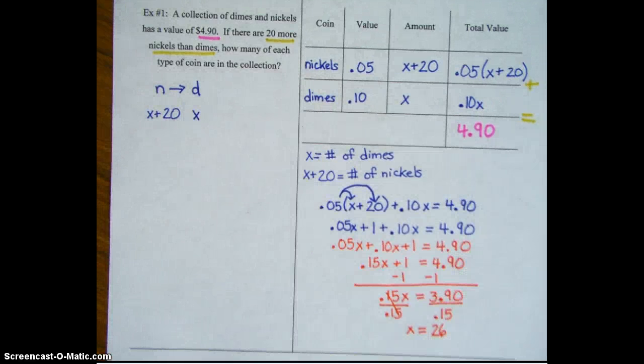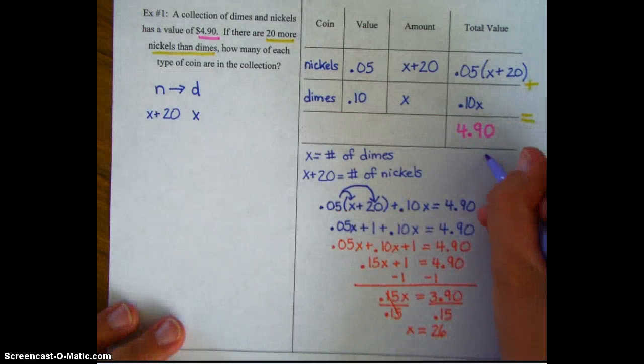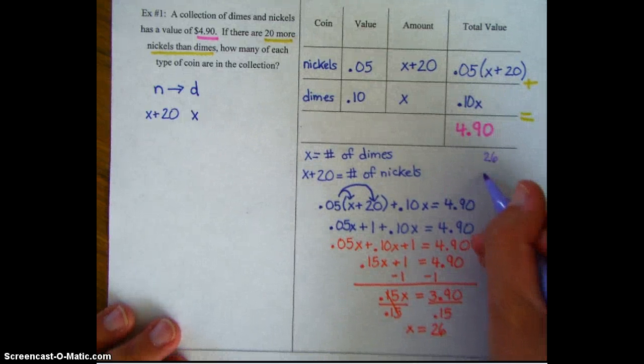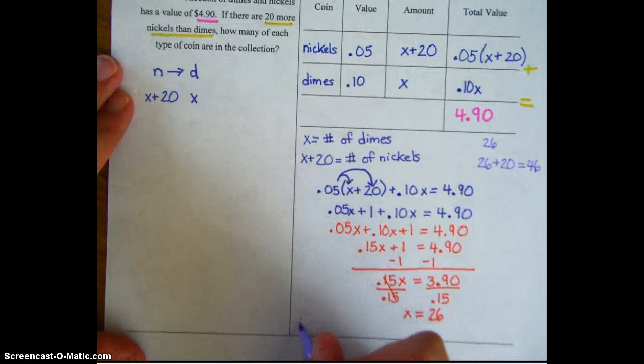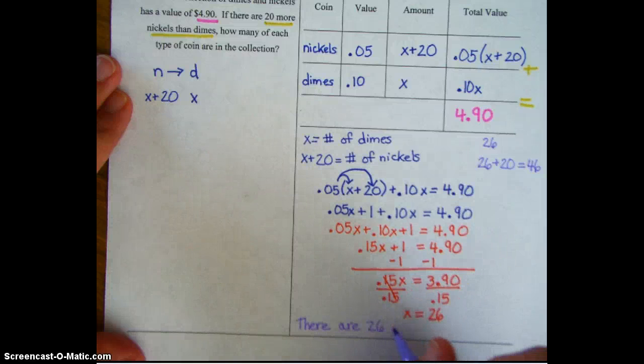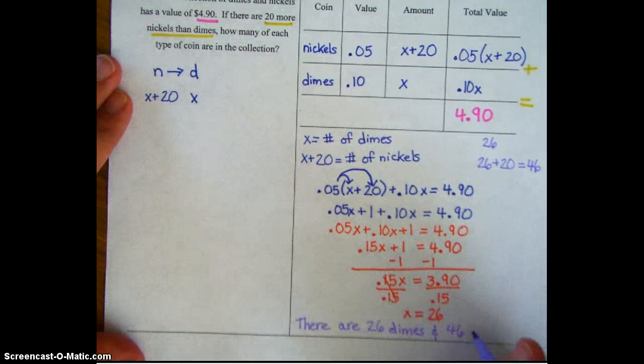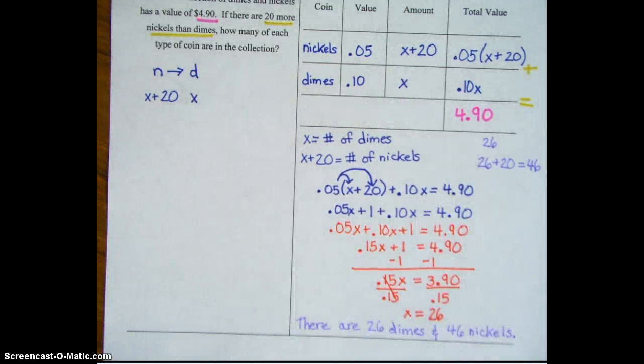The question is, what does that really mean? 26, if we look at how we defined our variable, is the number of dimes. To come up with the number of nickels, we need to add 26 and 20 together, which is going to give us 46. So in our end answer, you can just say there are 26 dimes and 46 nickels. The nice thing about these types of questions is that you'll know right away if you didn't do something correctly because you have to come up with whole numbers when you solve for your x. Usually it's an issue of negatives.